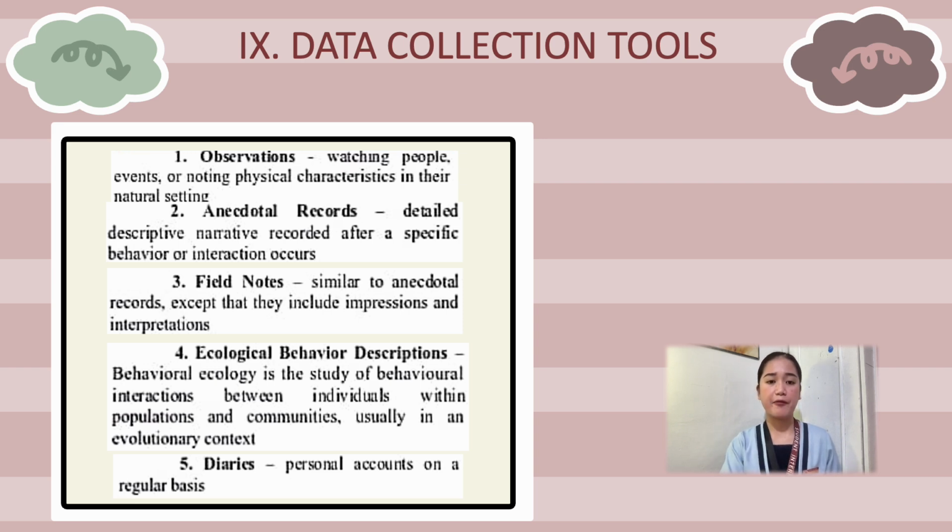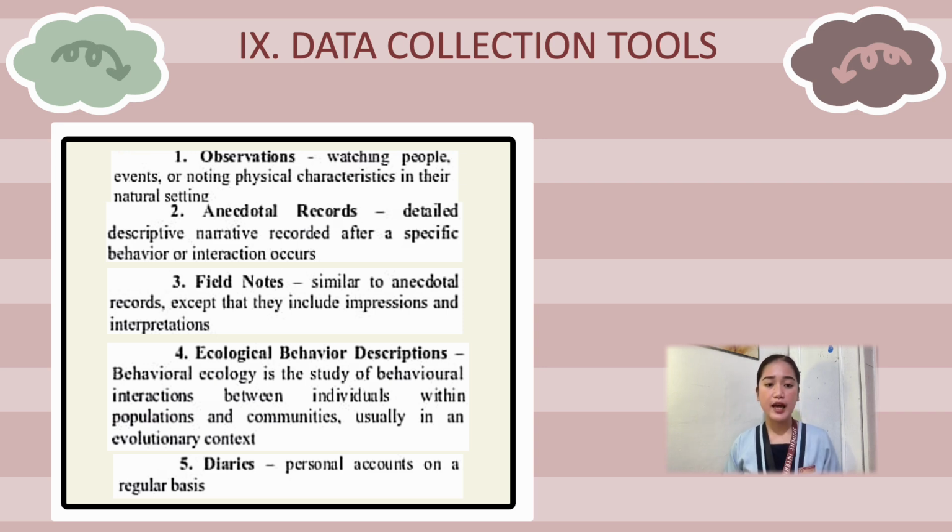So number three is the field notes. This is similar to anecdotal records except that they include impressions and interpretation. While field notes are a reflection about what they observe. It's like adding your own thoughts and insight to the detailed description of the event.